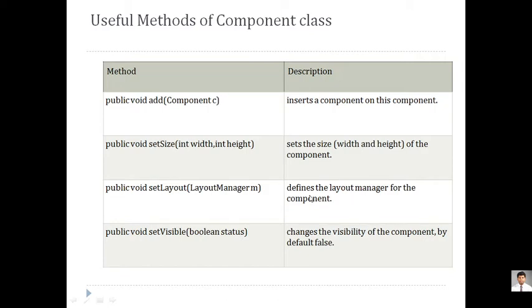So we'll move further. These are the basic things whenever you go for adding some component into your screen. There are four functions we'll be using frequently. One is the add function, public void add, and whichever element you want to add on your window, that component class needs to be specified here. Then set size. If you want to set the size of your component, you use the function called set size, where you have to give the height and width.